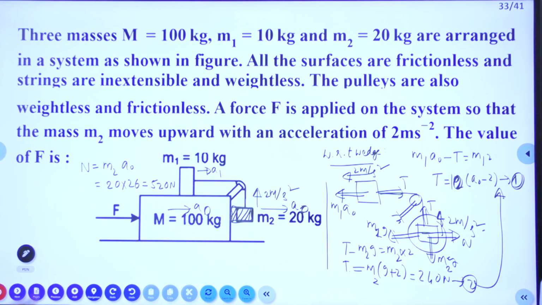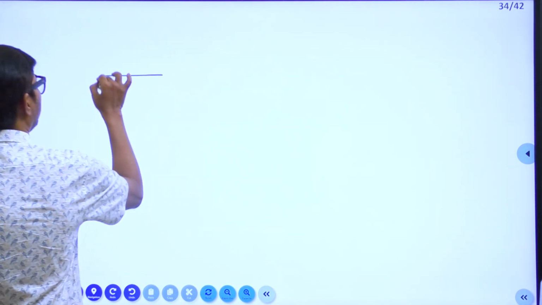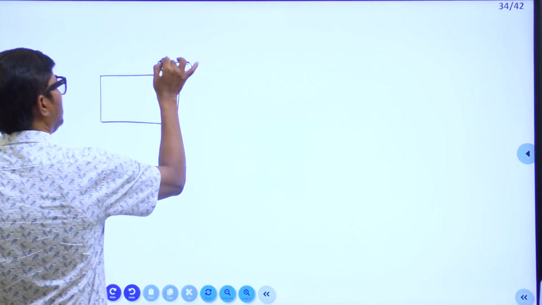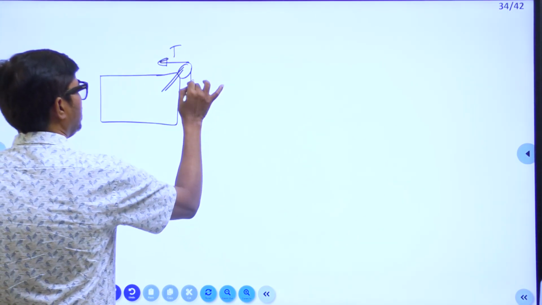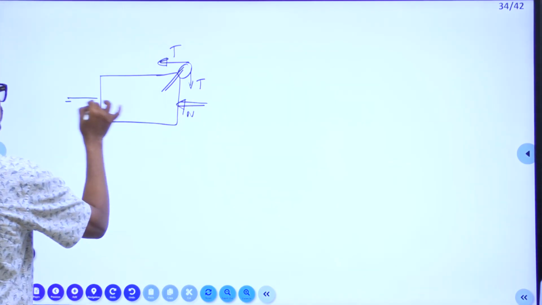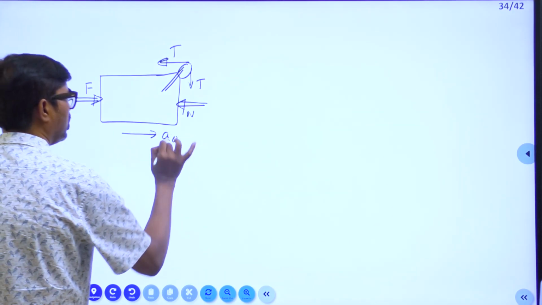Very good. Now you can go on with the bigger wedge. Probably I'll add one page here to complete this problem part. So let's look at the bigger block. You have tension T here and tension T here. Normal reaction is there. And then we applied force F. So because of all of them, it is going with an acceleration a0.